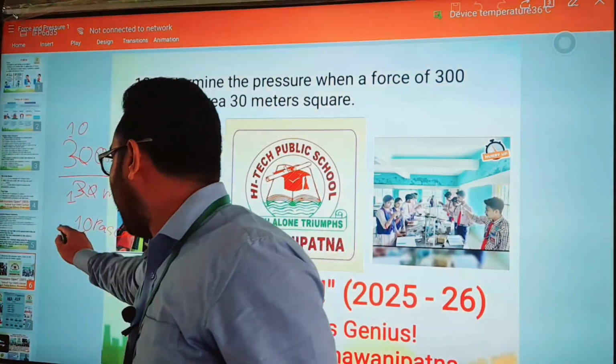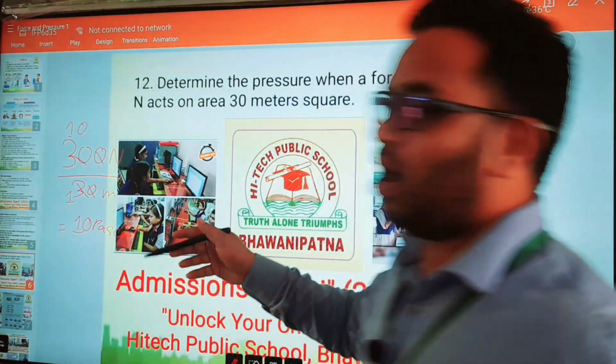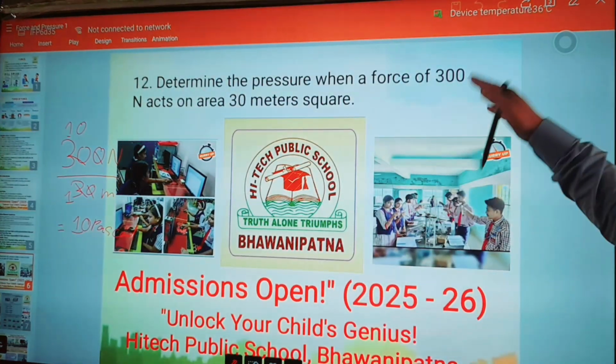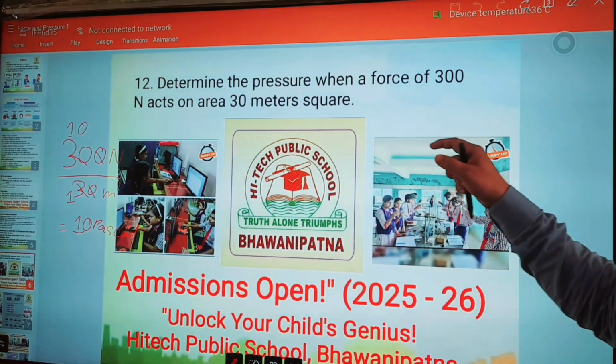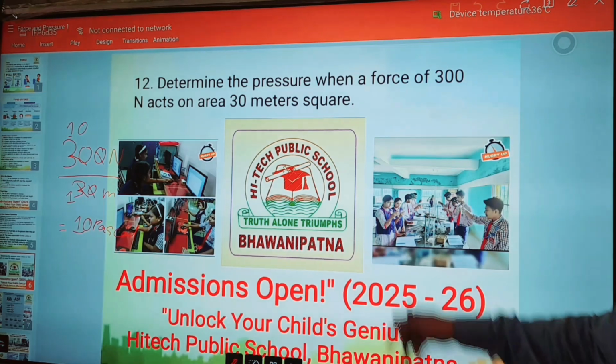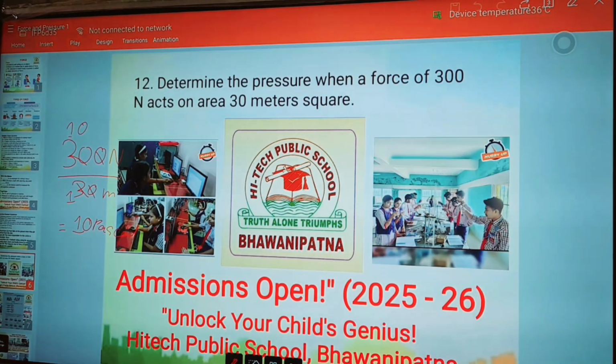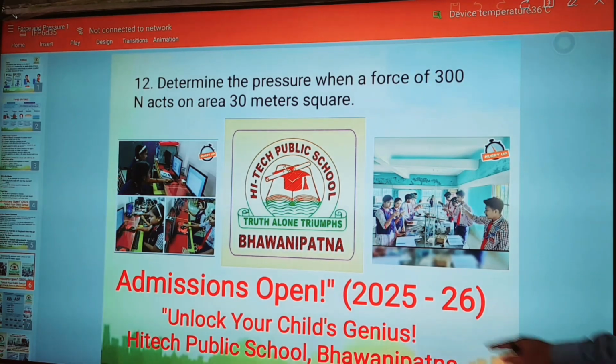Good answer. But while answering this question, you have to write the formula properly, and after writing the formula, you write the value of force, then the area. After that, you apply the formula and do the calculation. Okay. Thank you. Well answered. Now next question.